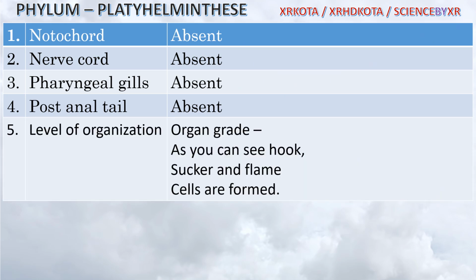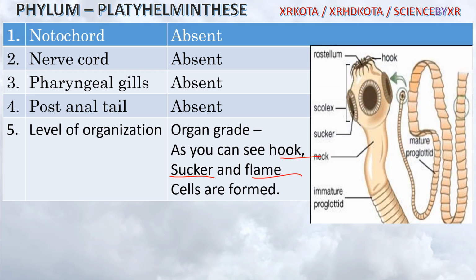Okay. The next is level of organization. So it is organ grade organization because they can have hooks, the flame cells, and the sucker. These structures are there. These are the organs. So the level of organization is organ grade. Here you can see the hook is there. These are the suckers. Okay, and the neck is there and others.